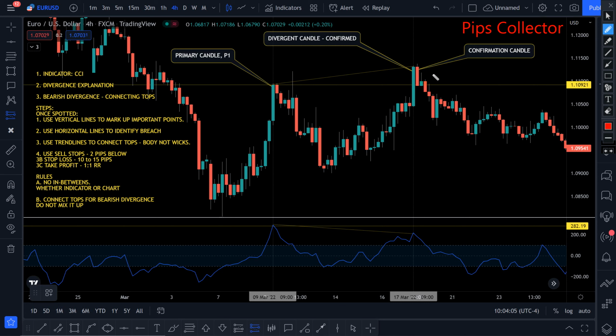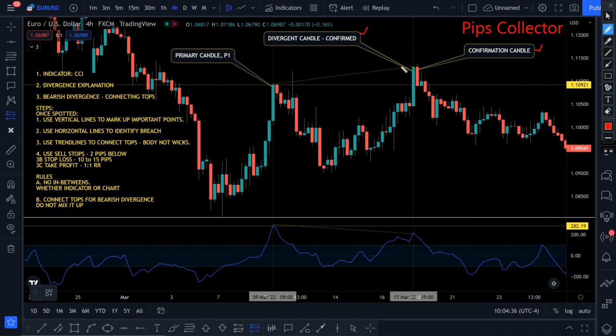Okay. You have your divergent candle confirmed, check. You have your confirmation candle. This is the rainmaker, the Floyd Mayweather, the money man. This is it, him or her or the number. So our focal point now will be the activation candle.